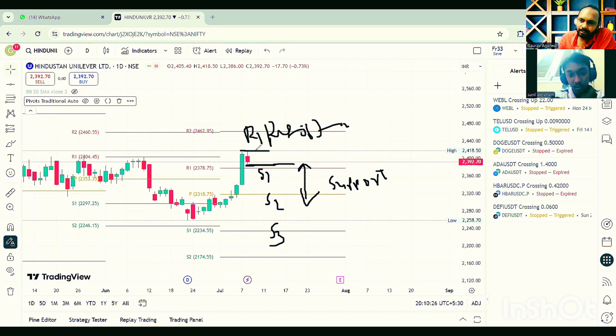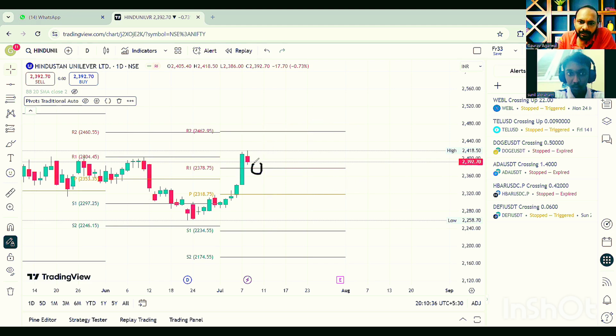You can use this type of strategy. Always try to buy near the support or try to exit near the resistance, right? So this is my support area, so I can buy here now. My stop loss will be very low, very near here only, and my target is here.